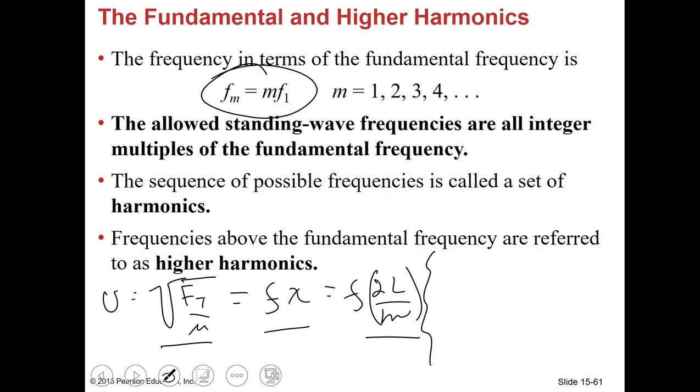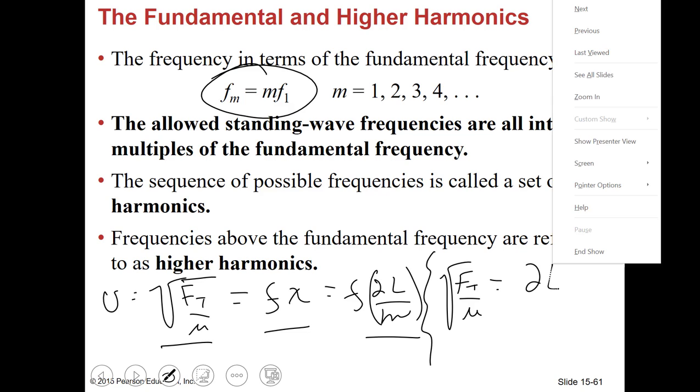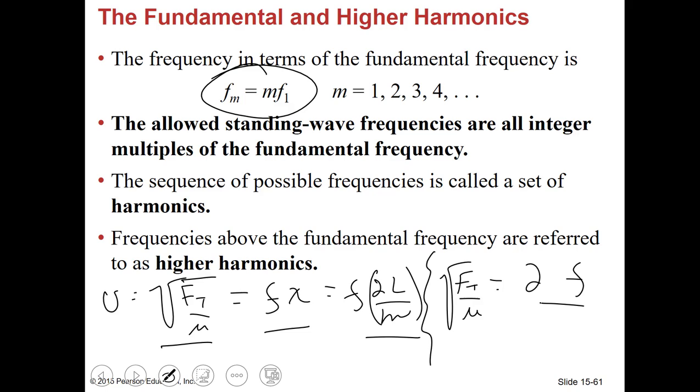So what do I mean by that? Something like this. The square root of the tension divided by the mass per length is equal to 2L F over M. Okay, so be careful. This M is not the mass. This is the mode. So you have to be careful with that. We have m for mode, and this is the mass per length here. So you've got to really pay attention to what different things mean here.